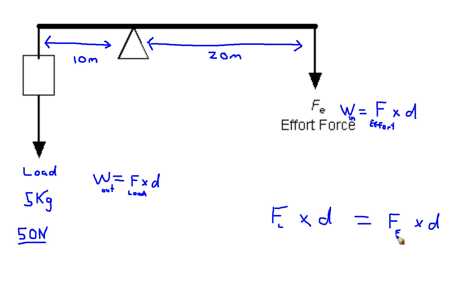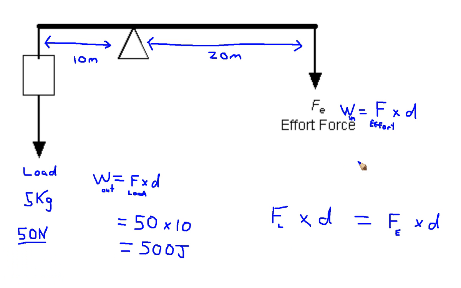So in this case, the distances are different, so we'll get slightly different forces here too. So let's work it out. The work we need on this end to lift this is going to be our 50 newtons times the distance here, my 10 meters. So I'm going to need 500 joules of energy to lift my load.